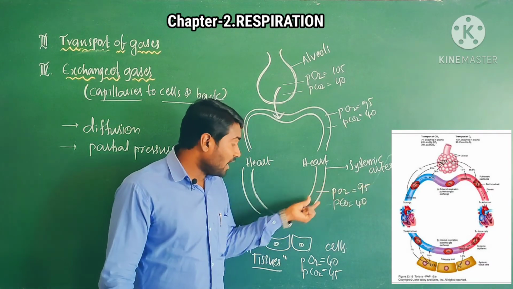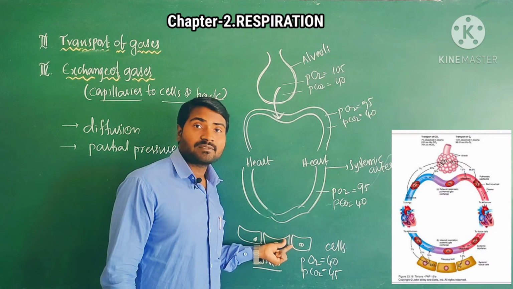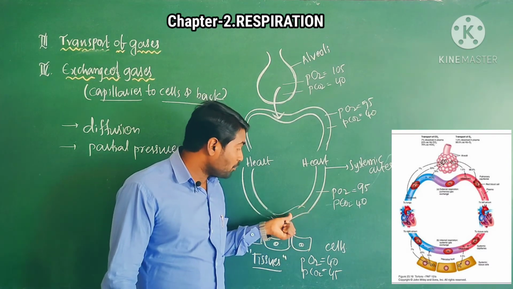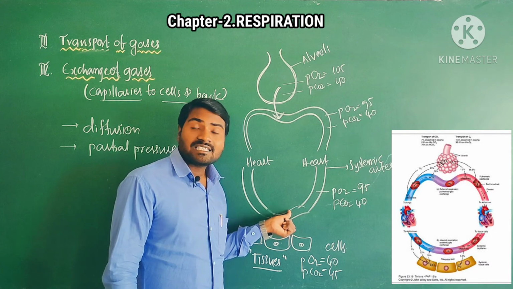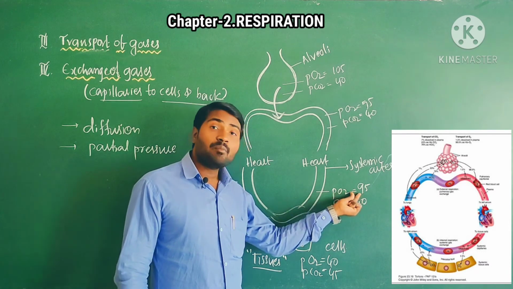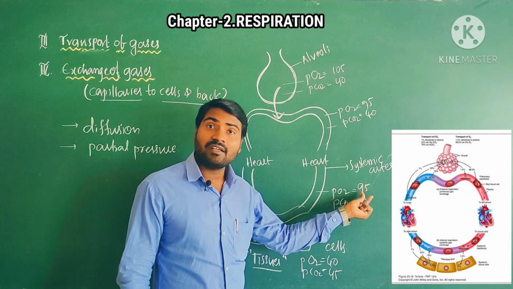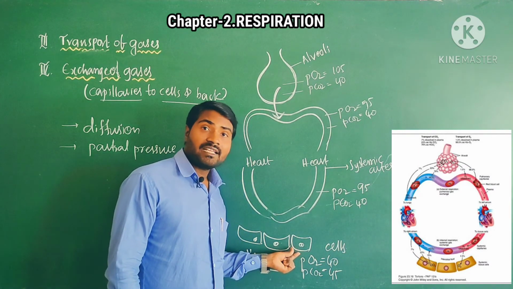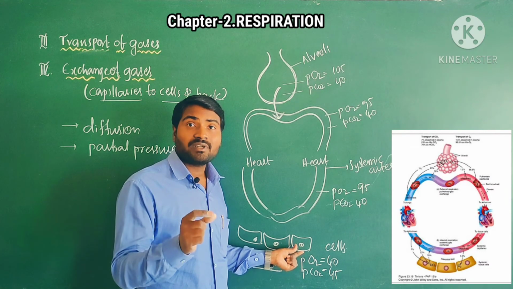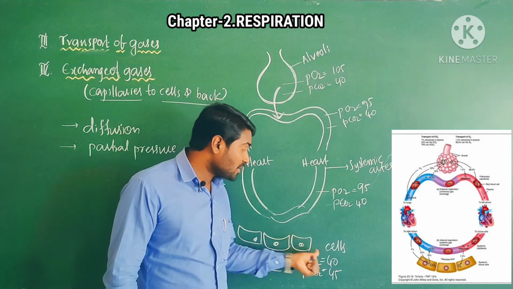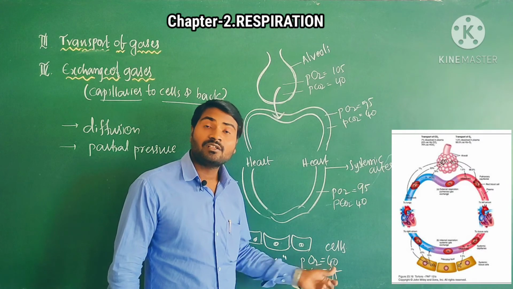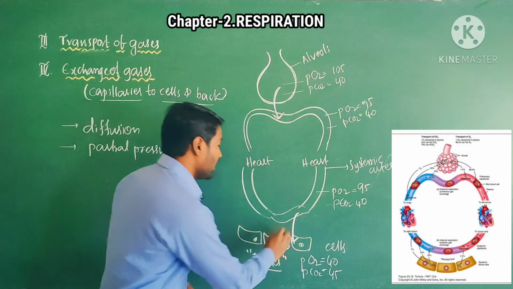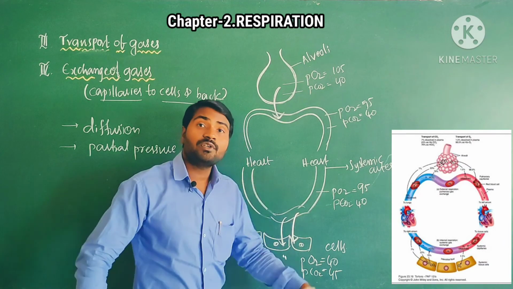When the systemic artery reaches the tissues, what happens? Let's see the partial pressure of oxygen. The blood present in the systemic capillary has a high partial pressure, nearly about 95, and the blood present in the tissues has a very small partial pressure of oxygen. Here the partial pressure of oxygen is only 40. So oxygen is going to diffuse into the cell.